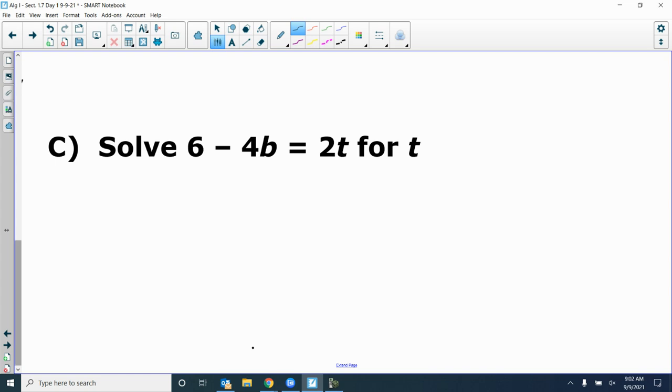All right, 6 minus 4b equals 2t. That's your next one. Make sure you're filling it in. It says to solve for t, so make sure you put in the variable. Get t by itself. I'm just going to rewrite it underneath: 6 minus 4b equals 2t. T is what I'm solving for. That's the only t in the whole place, right? But it's on the right-hand side. What do you think I do?